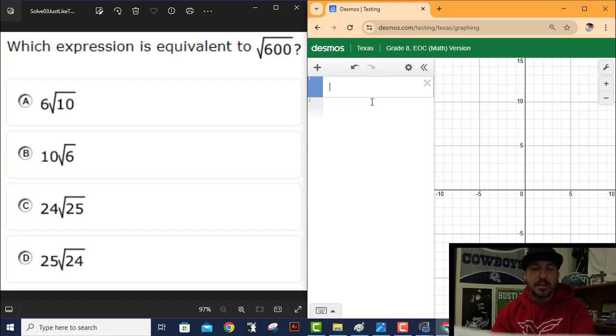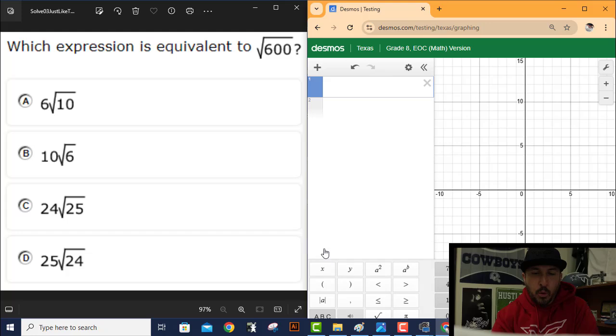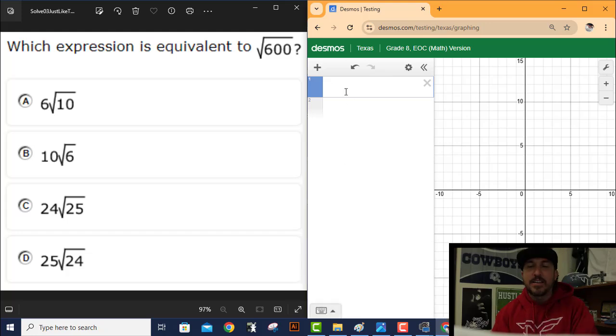To get that little symbol, you could go down here. You could open up your keyboard and then hit that button. You could do that. I don't. I never use the keyboard. So if you want to be cool, you want to be fancy, you can just type in SQRT for square root, and it gives you the radical.